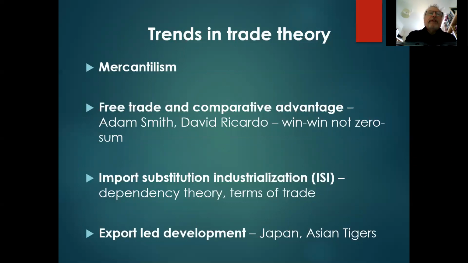So what is export-led development? Well, this is, you could say, a combination of free trade and import substitution. It's a combination of both. So basically what you do is you become an industrial producer, and then you export these goods. So you take advantage of low trade barriers in the rich countries while you continue to protect your own domestic market.